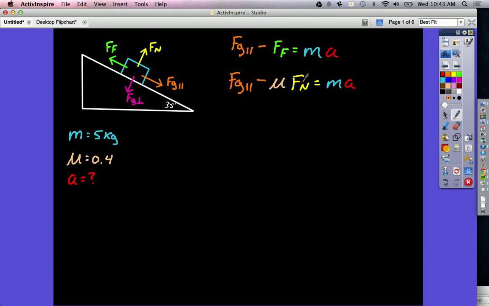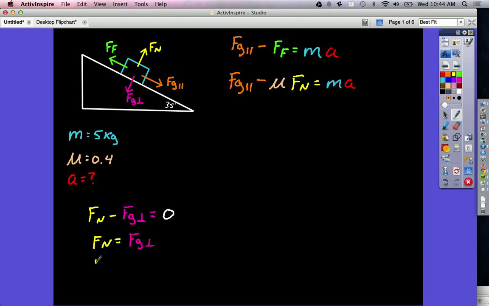And to do that, we solve in the y direction. In the y direction, we know that the normal force goes up and force of gravity perpendicular goes down. We also know that this thing is not accelerating up and down in that y direction. So the normal force is up, gravity perpendicular is down, and this is not accelerating, so they add up to be 0. What that tells me is that the normal force equals my force of gravity perpendicular.